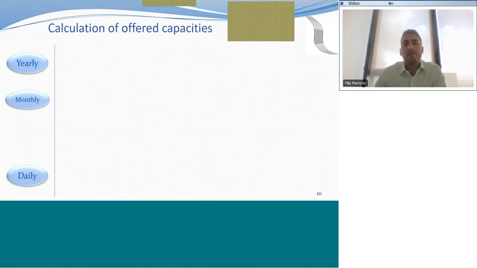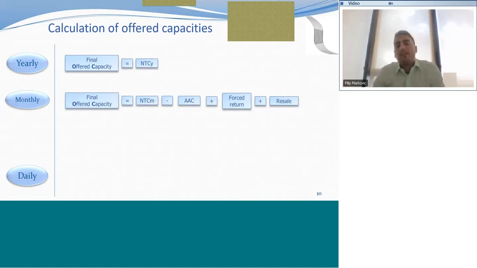I said that we perform some calculations of offer capacities, and that is the part which is different for the 3 time frames. On yearly level, offer capacity is equal to yearly NTC delivered by TSO, so that's as simple as it can be. On monthly level, it gets a little more complicated, where available transmission monthly capacity is calculated as the difference between monthly NTC and already allocated yearly capacity.